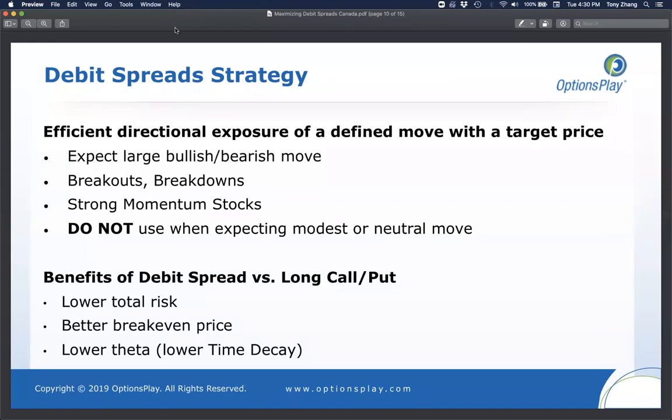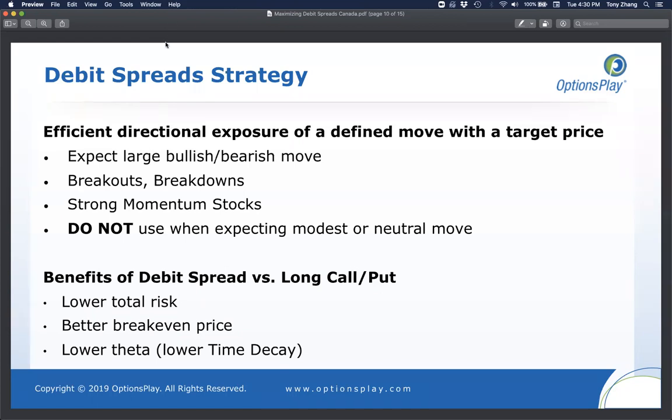But just to recap, debit spreads are one of the most efficient ways for you to gain a directional exposure. And when I say efficient, what I mean is to have the lowest amount of risk with the highest amount of possible return if the trade goes in your favor. And if the trade goes against you, you have the least amount of risk.